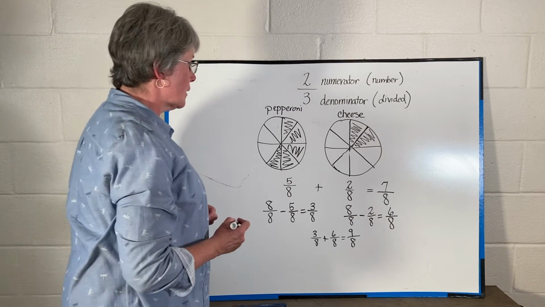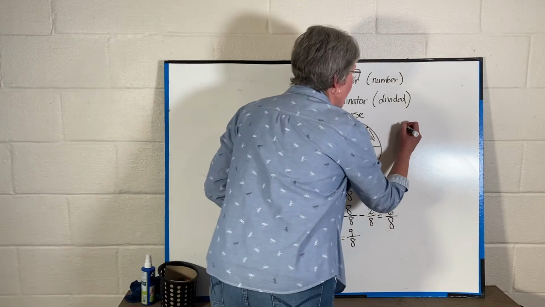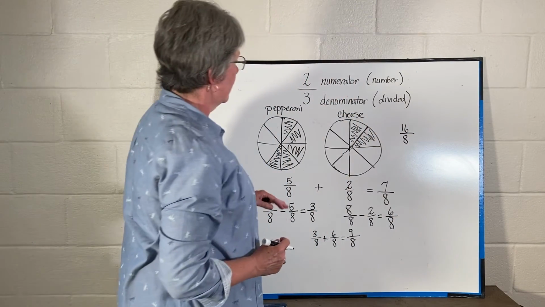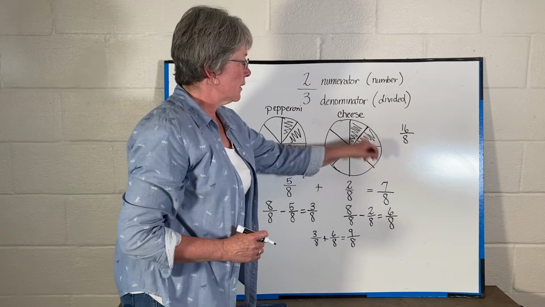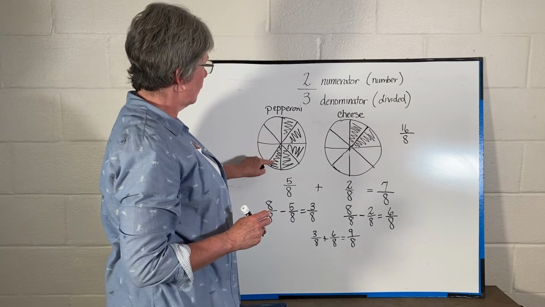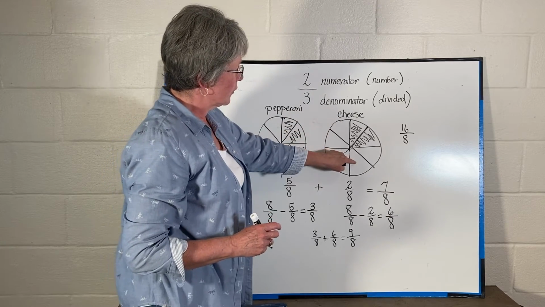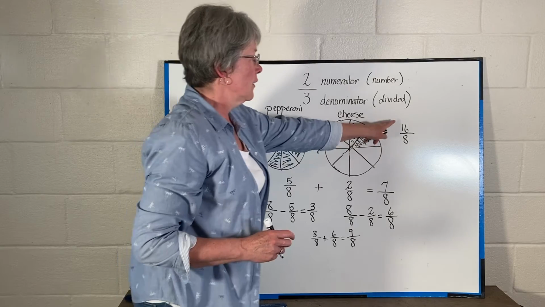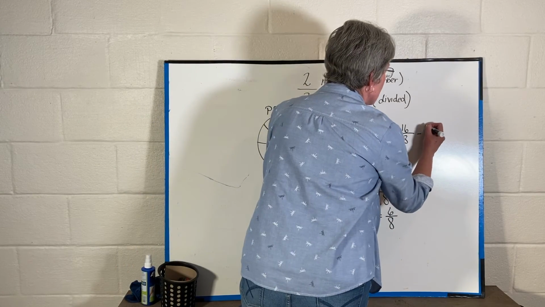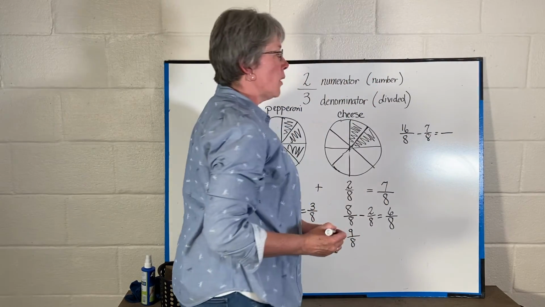We can also make this a subtraction problem. And I'm going to write that here. In all, we had 16 pieces in pizzas that were divided into 8 pieces because we had 2 pizzas. So if we counted it, 1, 2, 3, 4, 5, 6, 7, 8, 9, 10, 11, 12, 13, 14, 15, 16. 16 pieces. And we ate 7/8 of them. So we have a subtraction problem.